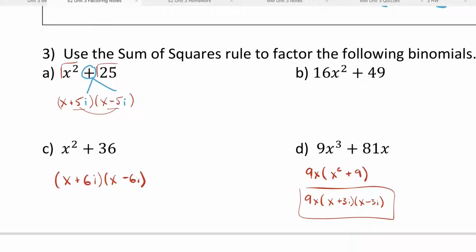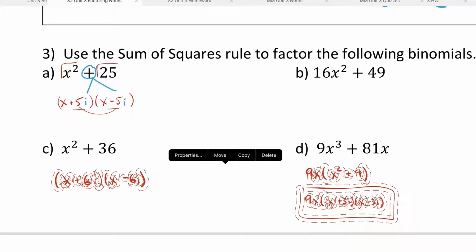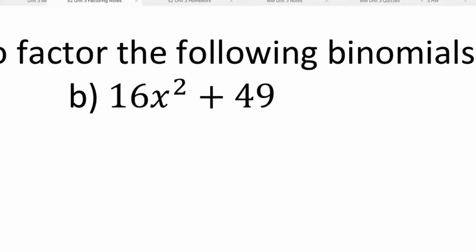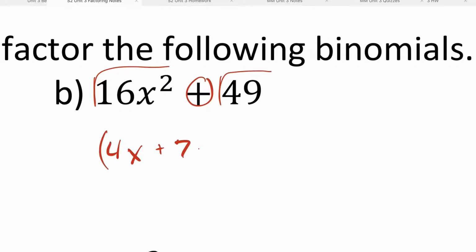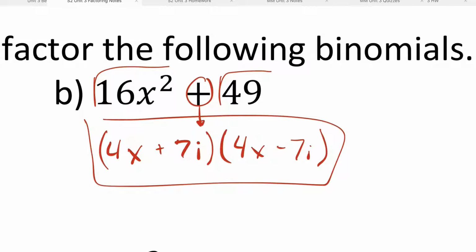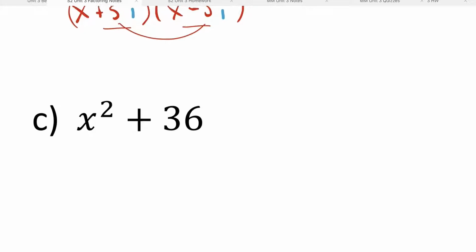Okay? Looks like I didn't erase these on the bottom from before. So let's go and do B. Same setup, we'd do square root, first term, last term, that gives us 4x plus 7. But since it's an i, we're going to put in an i. And then we'll do the exact same thing, except we'll have a negative, 4x minus 7i. Okay, pause and see if you can do C and D, if you haven't yet.